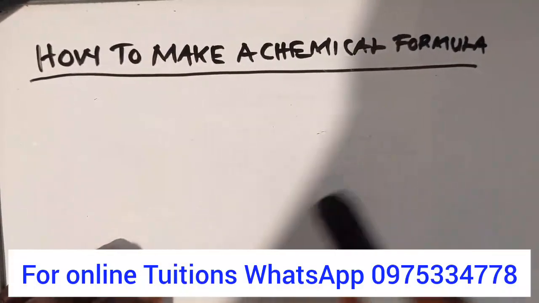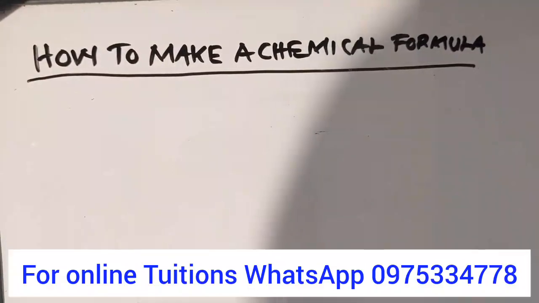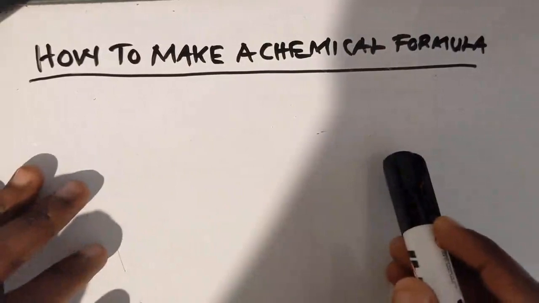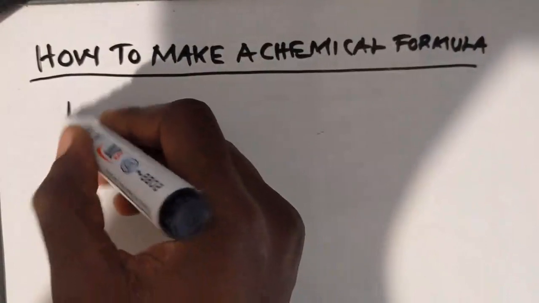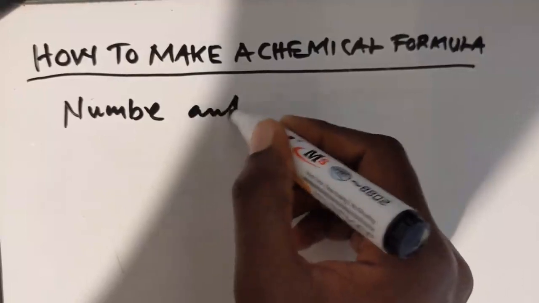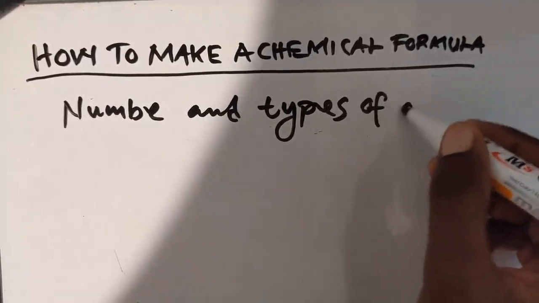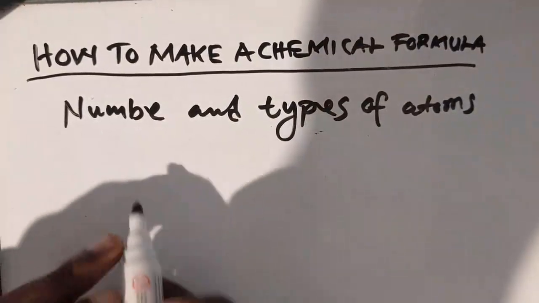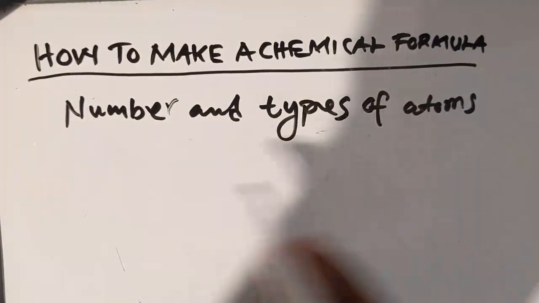So now, what is a chemical formula? A chemical formula is simply a representation of the number and types of atoms present in a compound. It is a representation of what? The number and types of atoms that are present in a compound.